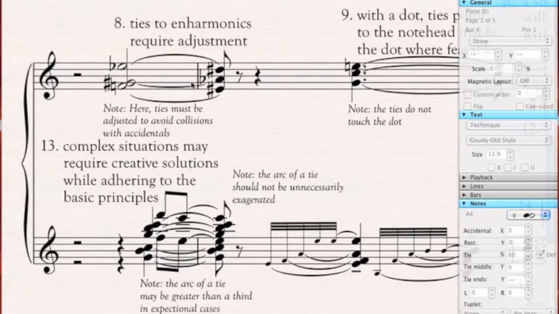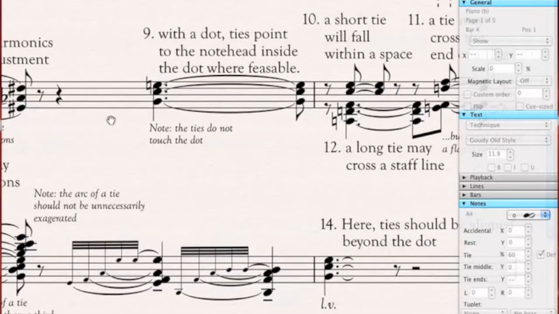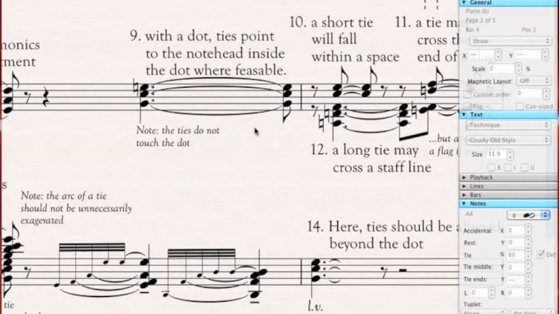So this shows how to do it, and the endpoints have to be moved so that they will not collide with accidentals. With a dot, ties point to the note head inside the dot where feasible. So you see what I mean by inside the dot? The very tip of this tie is coming past the dot next to the note head.